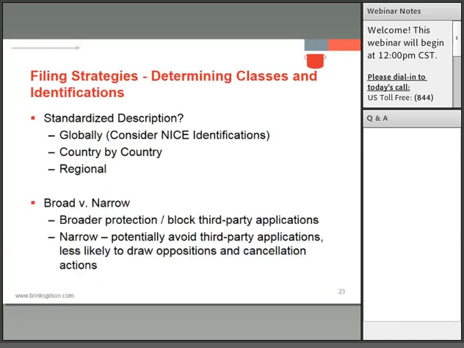All right, the determining classes and goods IDs. This can be complicated depending on your business. In the stew world, the food world, it's probably not super hard because it's a pretty easy product to name and it fits into the NICE identifications in Class 29. But obviously, the U.S. has a different set of rules around what goods IDs to use.